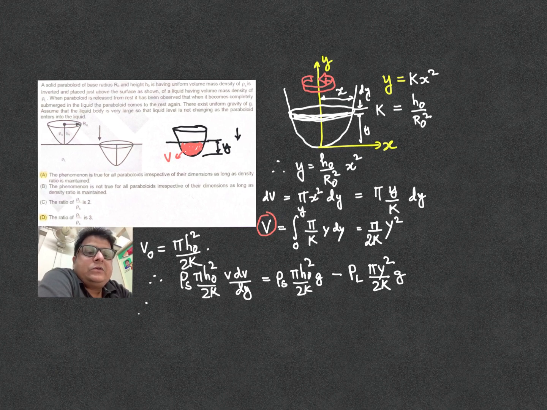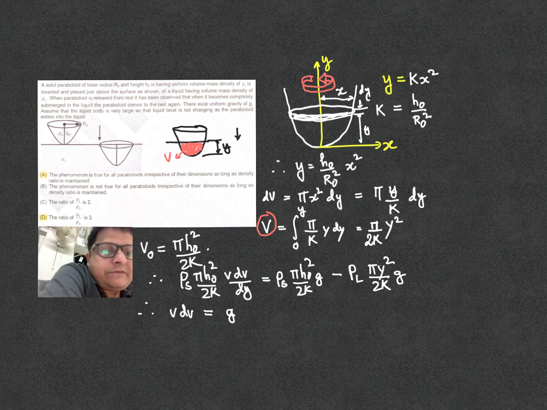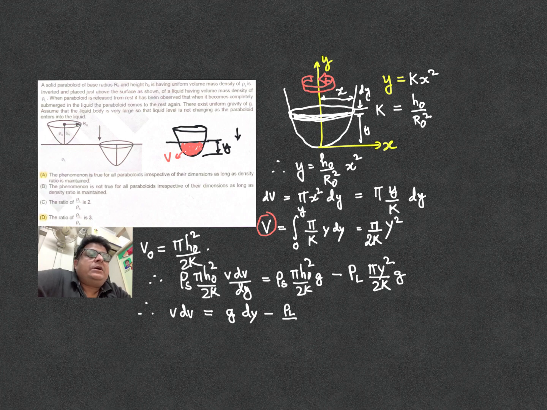Therefore I can write here again v dv equal to, so this is g. I'll just divide it by the mass of the solid. Dividing by the mass of the solid, this becomes v dv is equal to g dy minus rho L by rho s times g again, 1 upon h naught square into y square dy.